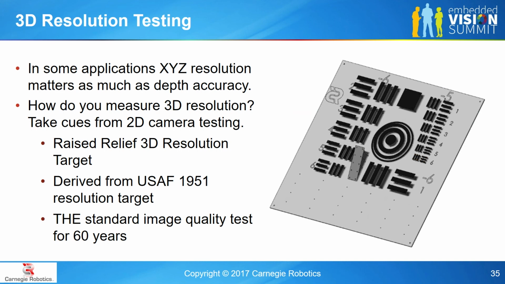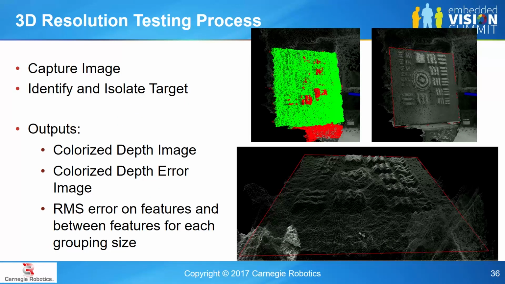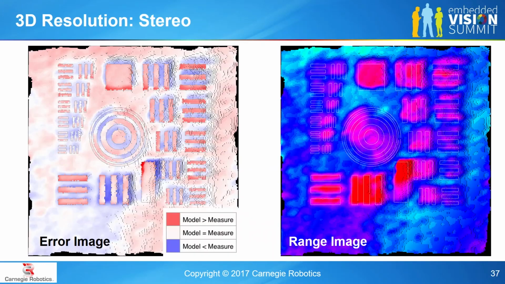This is a process that we are still finishing. We haven't fully built this whole data pipeline, so the results here are a little bit more qualitative than quantitative, unfortunately, at this point, but there's still some interesting results. So we take this target, we put it in front of a 3D sensor, we capture some data, we then have a model of this target, and we use that model to identify and segment the region of interest out of the 3D point cloud, which is being shown here. And then the outputs are colorized depth images and error images.